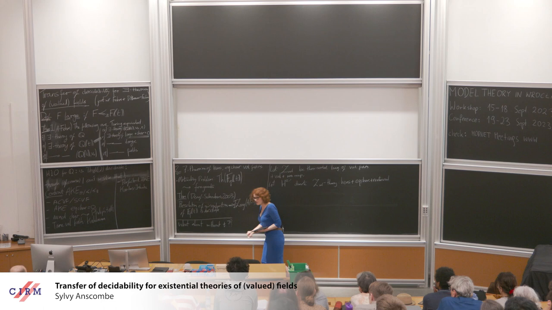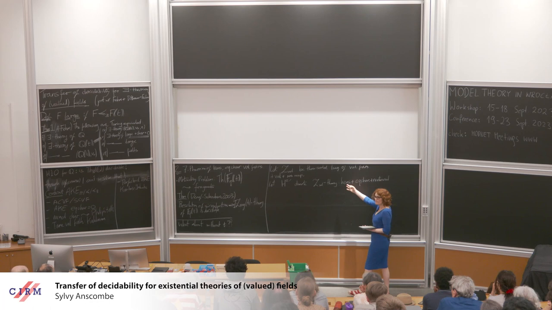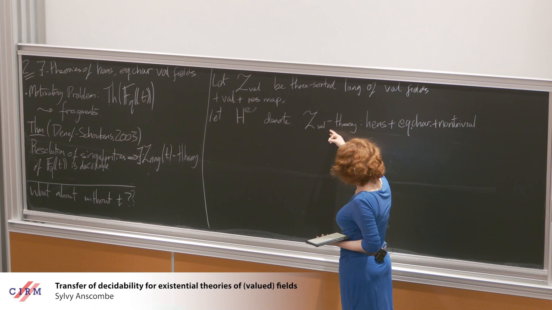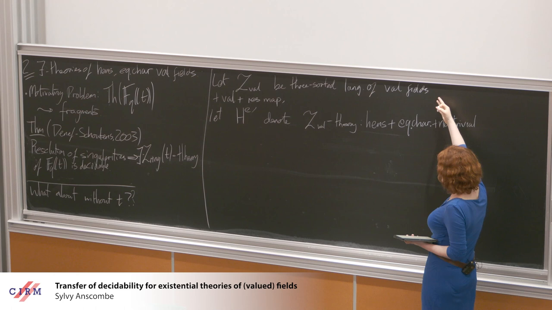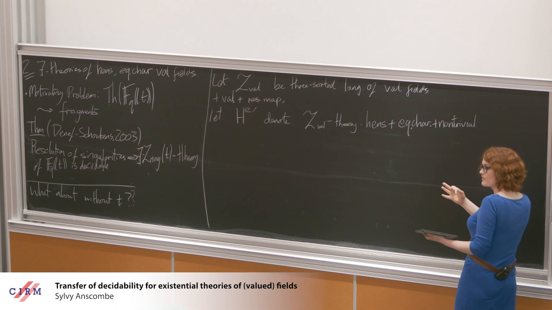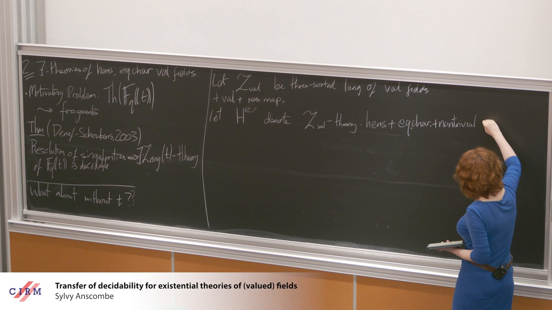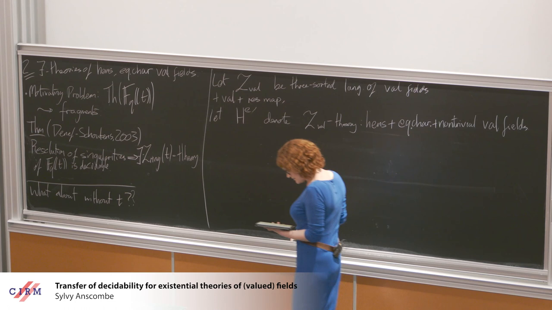Let HE prime denote the theory of Henselian equal characteristic non-trivially valued fields in L-Val, which, for the sake of being precise, I've said is this three-sorted language here, but in fact, you could choose the one-sorted language with a unary predicate. So this theory certainly is easy to write down. It's recursively axiomatizable.